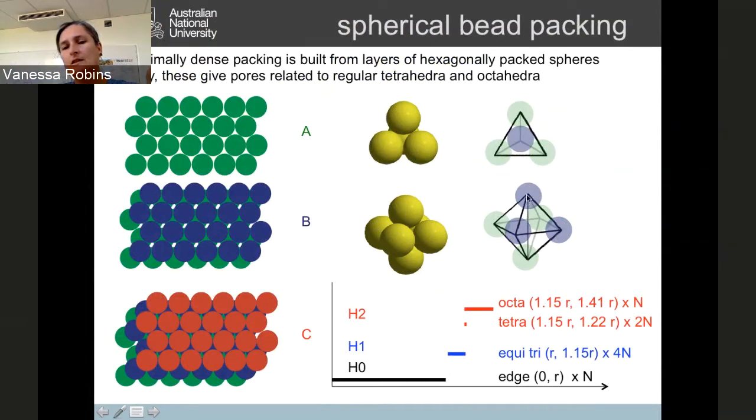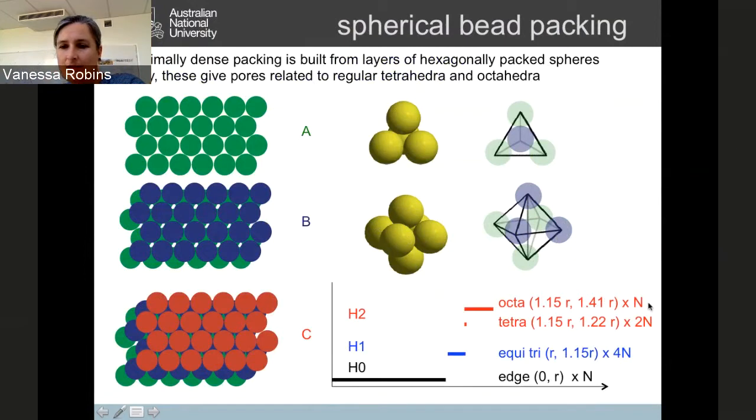I don't know if you can see a quarter octahedron here. It's a right-angled tetrahedron formed by these 4 beads. So the diameter of that octahedron is square root of 2 times the radius. All right, so there's lots of beautiful geometry in there.